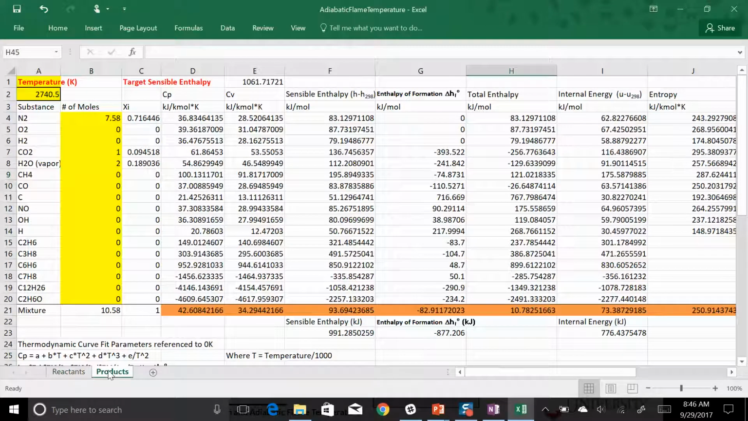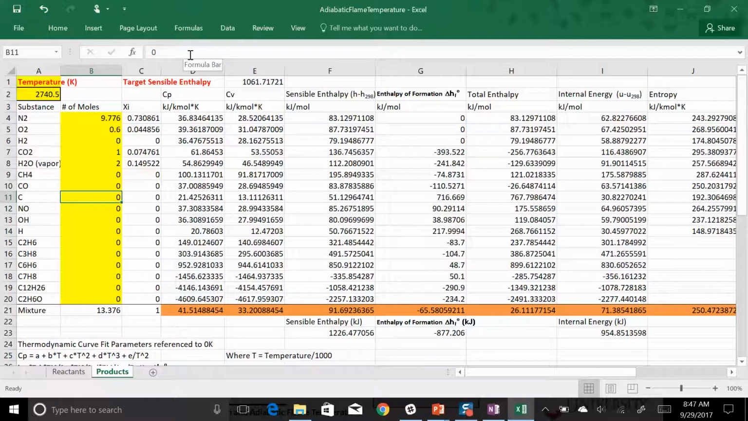to the products tab, and now we're going to put in the products of combustion that we have. So we're still going to have the same amount of nitrogen, 2.6 times 3.76. We're going to have a little bit of extra oxygen, so that was 0.6. We're not going to have any hydrogen. We're going to have 1 CO2, and there's going to be 2 waters.